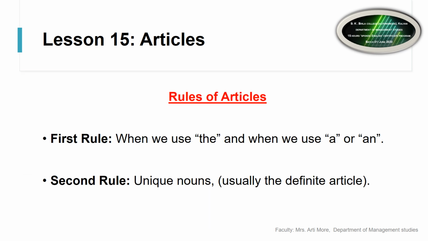Now we are going to focus on two main rules today. Learn these rules and start applying them. You will be able to choose the correct article most of the time. The first rule explains when we use the definite article, and when we use a or an, the indefinite article. The second rule deals with unique nouns, which usually require the definite article.